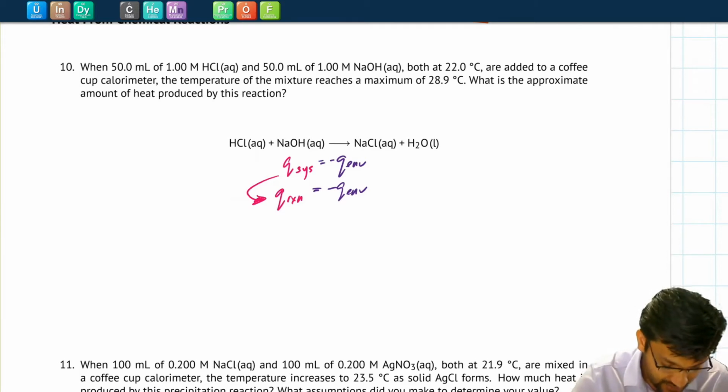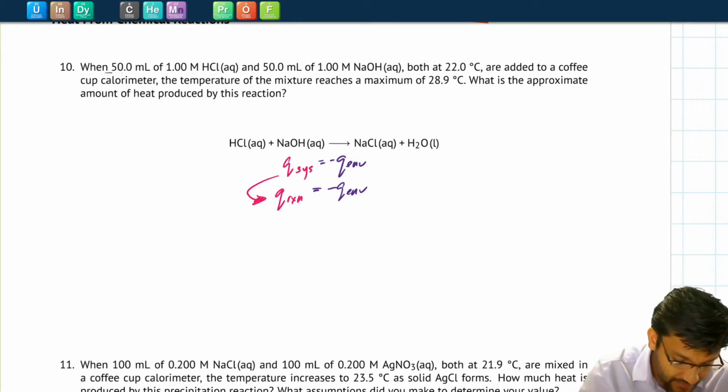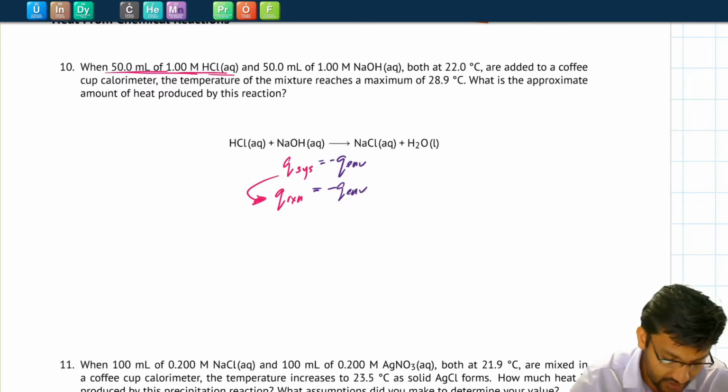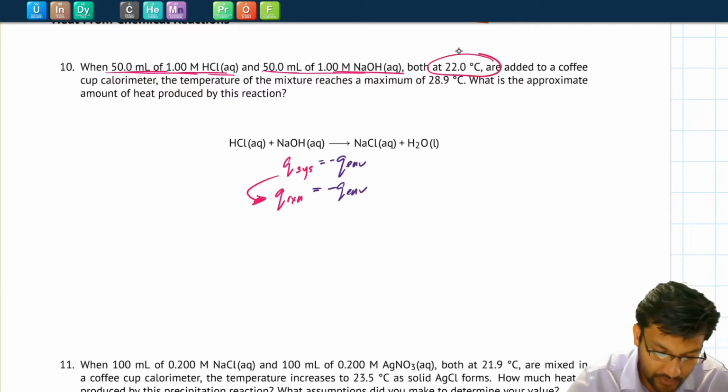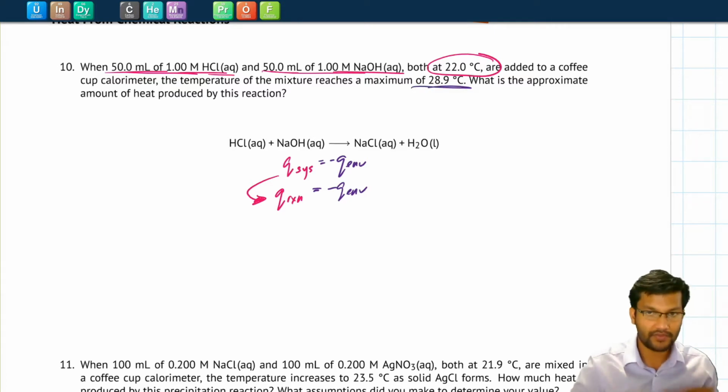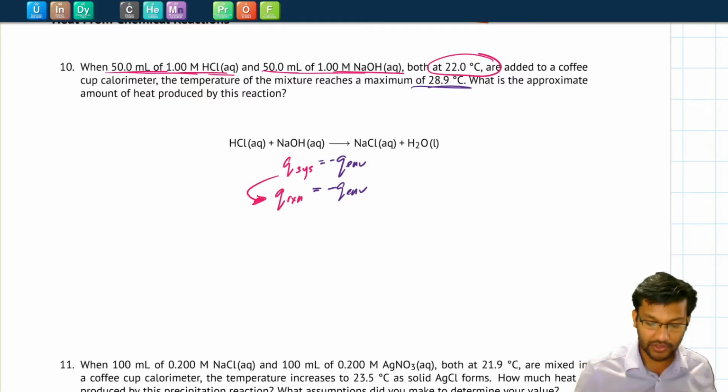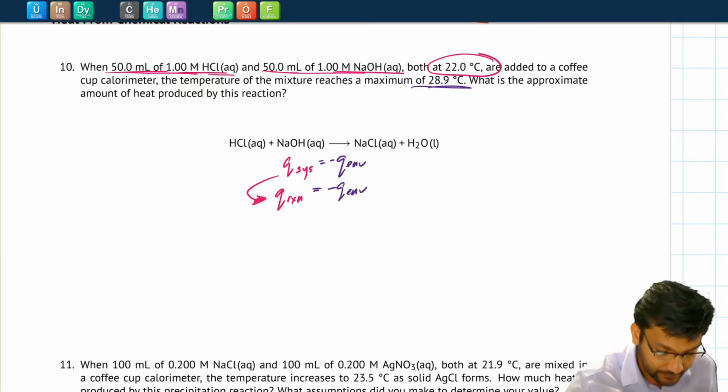So in this number 10, they tell us that we have 50 mL of one solution and 50 mL of another solution, both starting at 22.0 degrees Celsius, and they're added to a coffee cup calorimeter. The temperature of the mixture reaches a maximum of 28.9 degrees. So after you mix these two, a reaction happens, and then the final temperature of the solution increases to 28.9 degrees. This means that the reaction gave off heat into the environment, the solvent that the reaction is happening in.